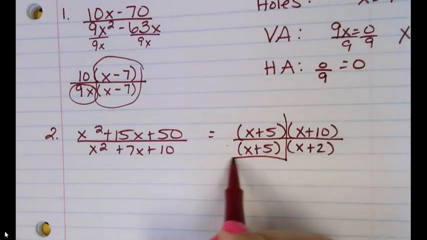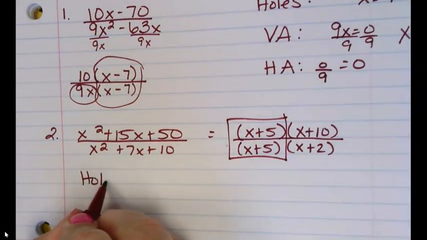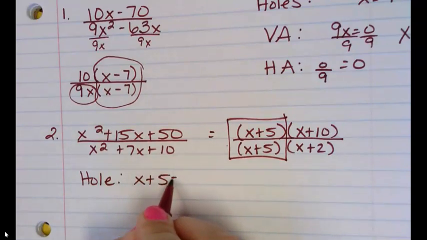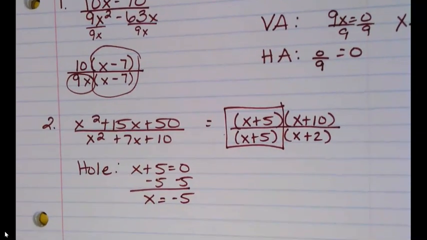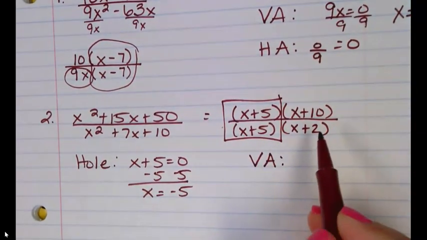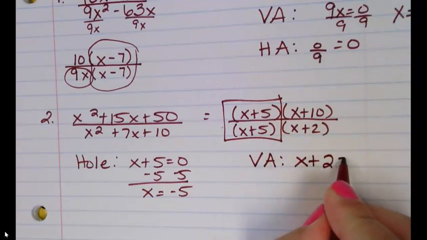So common factors is where my hole is. So x plus 5 equals 0. Subtract 5. We have x equals negative 5. There's my hole. My vertical asymptote is the leftover in the bottom, which would be x plus 2.